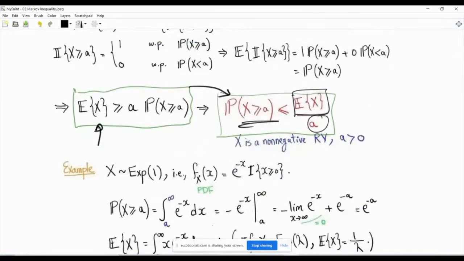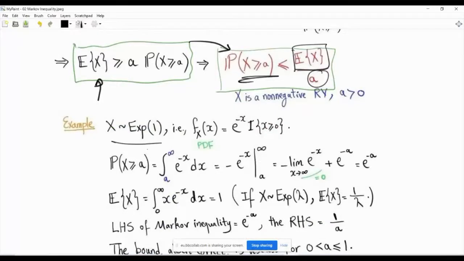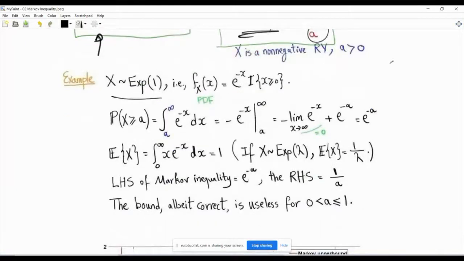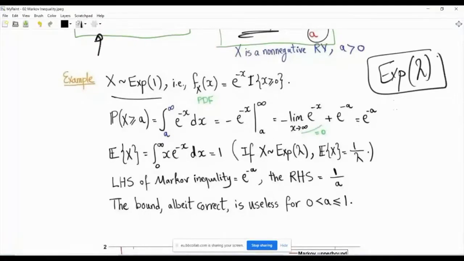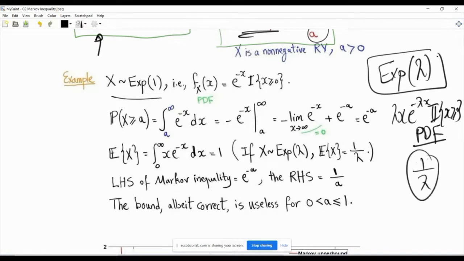So let's try to apply it. If x is an exponential random variable, exponential random variables are non-negative. Generally speaking, exponential lambda is a random variable whose PDF is lambda e to the minus lambda x times the indicator x greater than or equal to 0. So that's the PDF, and the first moment of the random variable is 1 over lambda. Here we take exponential 1, which means that the mean is equal to 1.